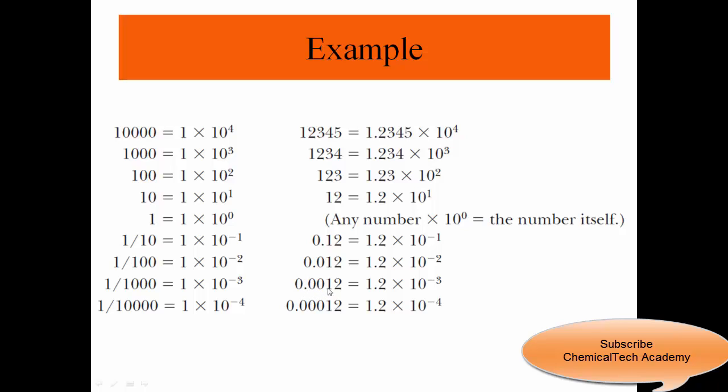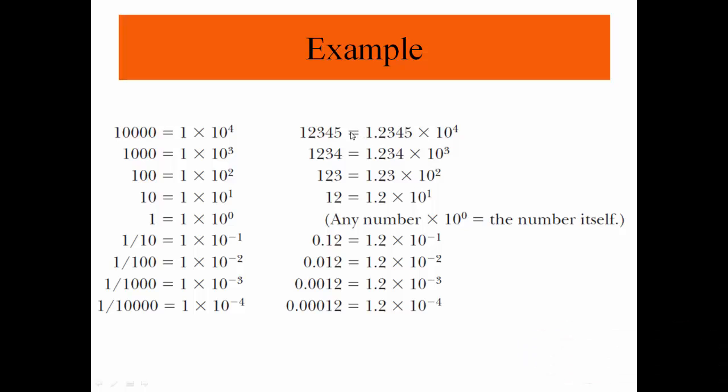So 0.0012. So we have 1.2 times 10 power minus 3. Here in this example, 1, 2, 3, 4. So we have 1.2 times 10 power minus 4. So as you see here, all these numbers, which is the coefficient, it must be between 1 and 10. It cannot be less than 1. It cannot be greater than 10.